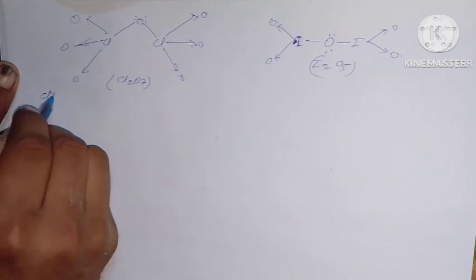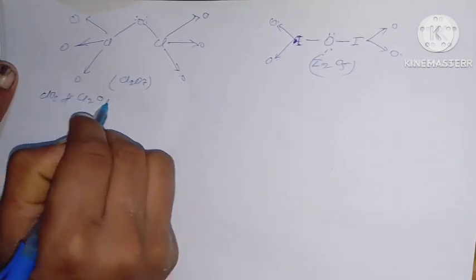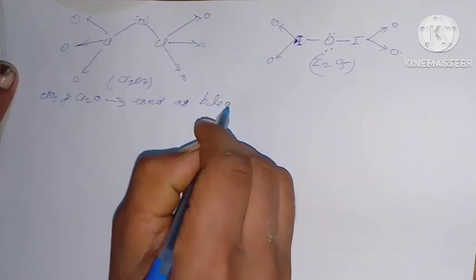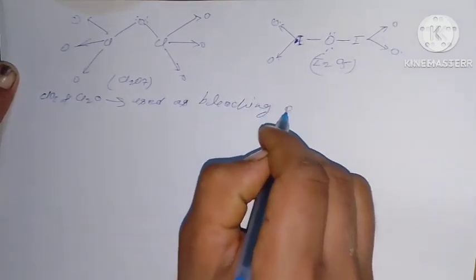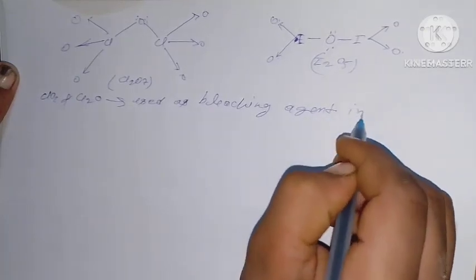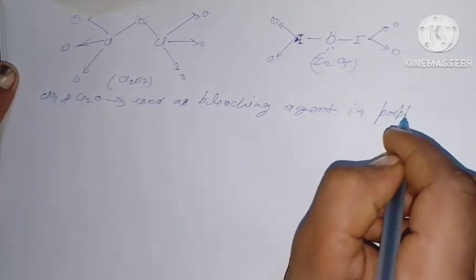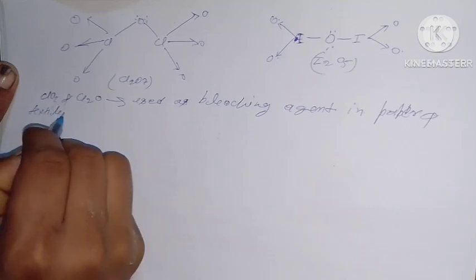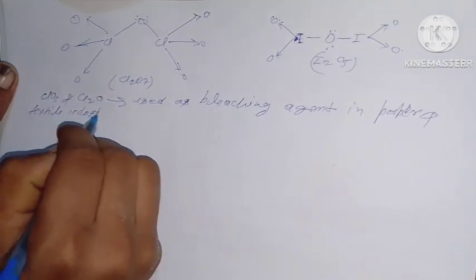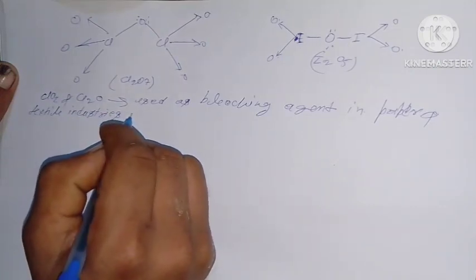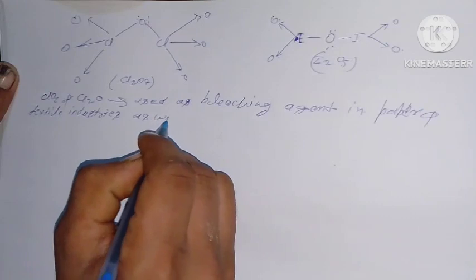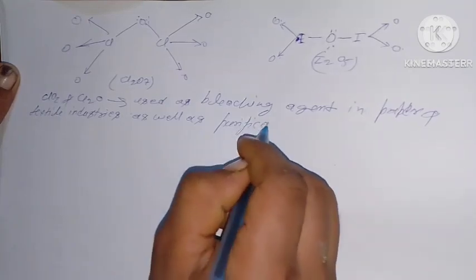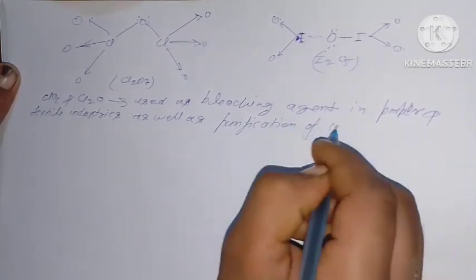ClO2 and Cl2O are used as bleaching agents in paper and textile industries, as well as purification of water.